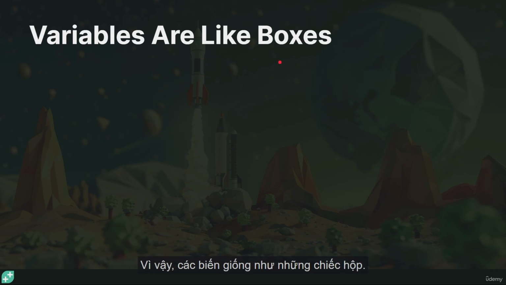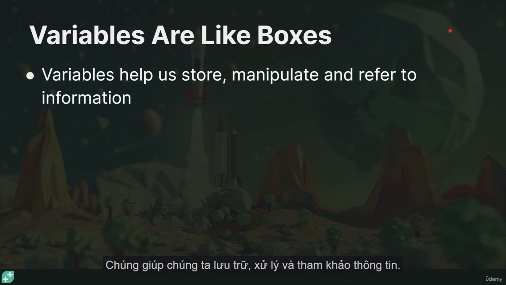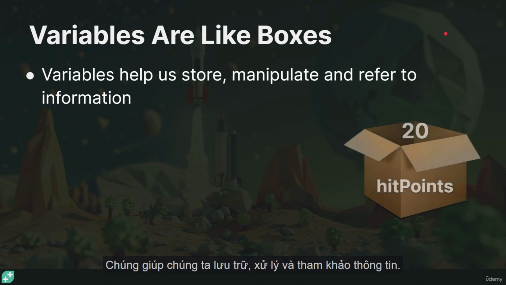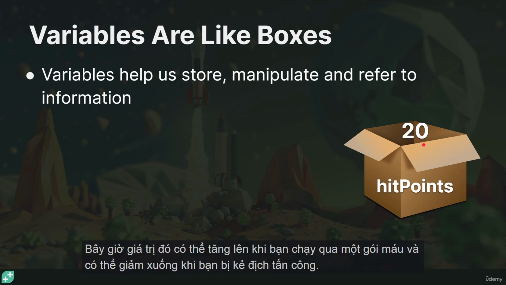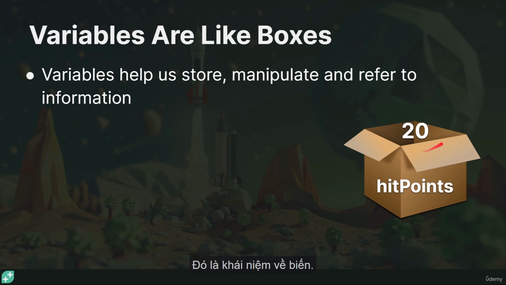So variables are like boxes. They help us store, manipulate, and refer to information. Here's an example of a variable. The variable is a box, and the box is called hit points. And within that box, we currently have a value of 20. Now, that value can go up when you run over a health pack and can go down when you're hit by an enemy. So that's the concept of a variable.